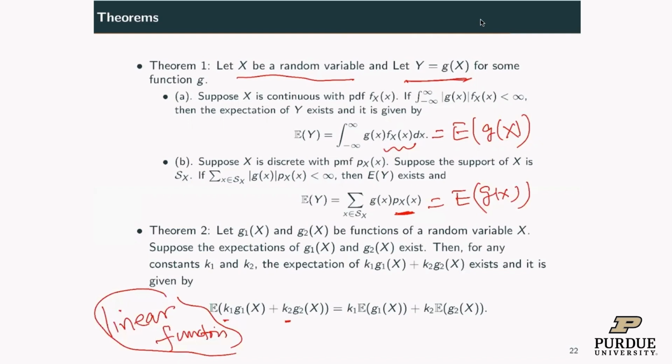So constants you can move out. If it's not a constant, you cannot move it out. For example, the expected value of g(x) is definitely not equal to g of the expected value of x. That's not true. You cannot just move the expectation inside g. If g is not linear, this is not true.